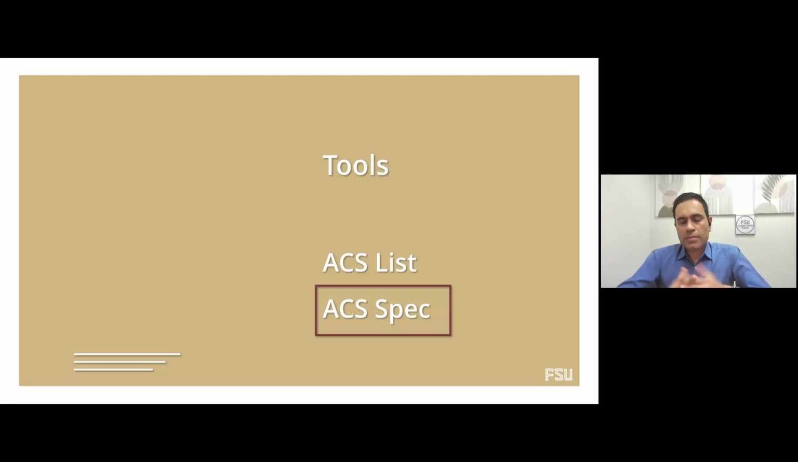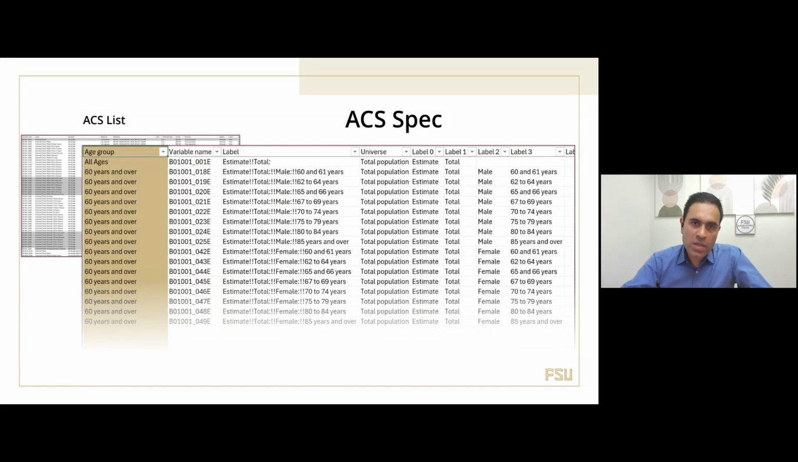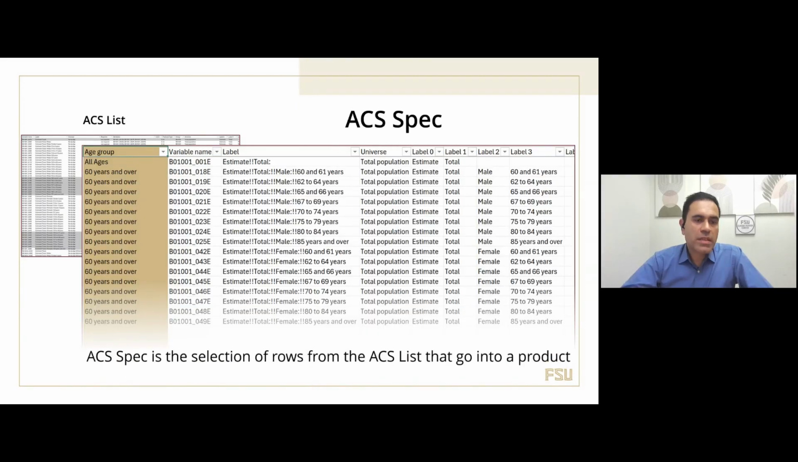Next, I'll describe how we create the ACS spec file. This is, once again, an Excel workbook. In order to create the spec file, we take the ACS list and we simply select those variables that we want to include in the product. We just copy those rows into a new blank workbook, and we add 1 or 2 or 3 columns where we define the groups and the labels for those estimates. So once again, the ACS spec is the selection of rows from the ACS list that go into a product.